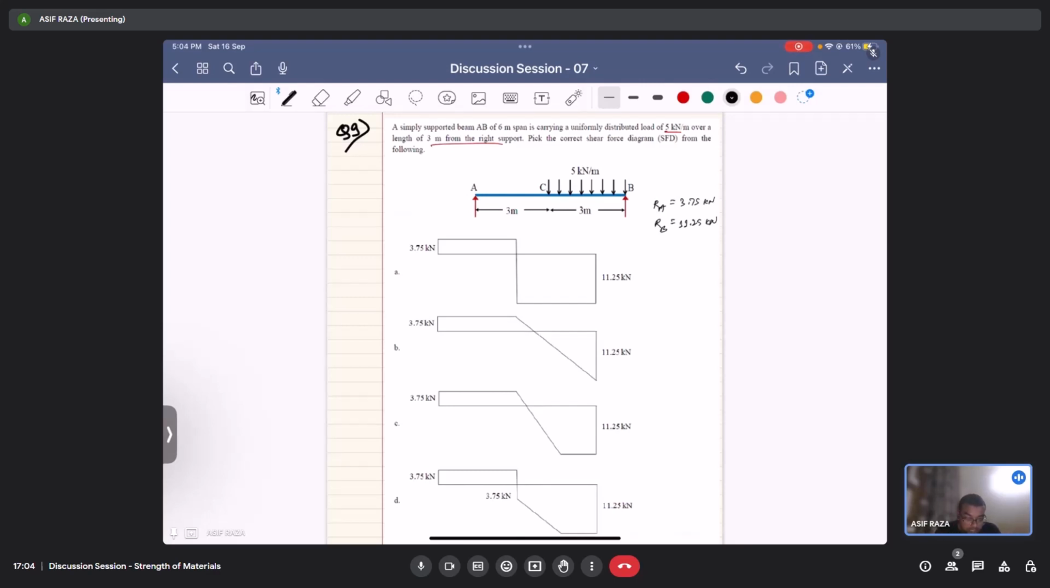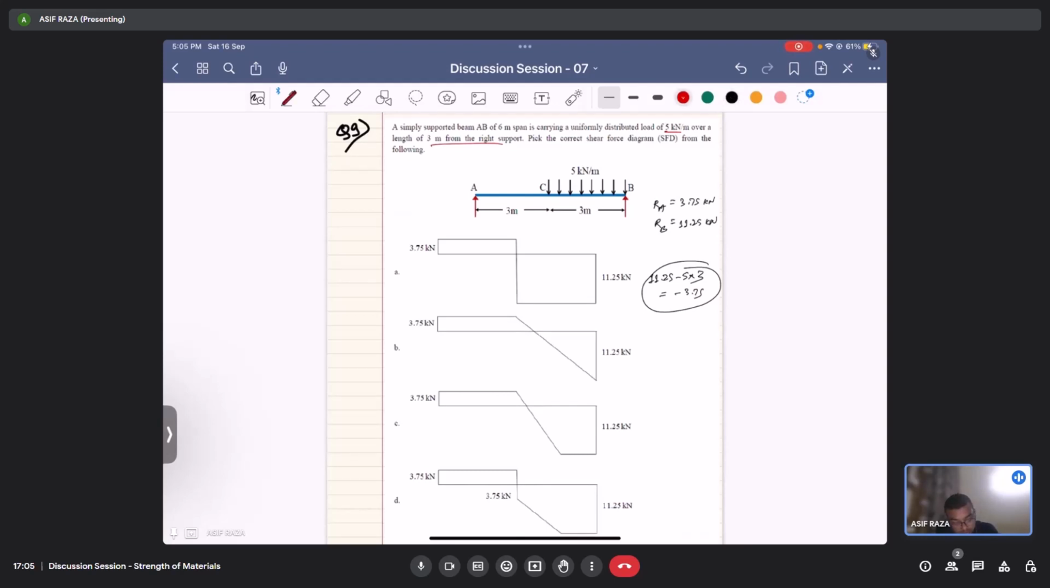And this would decrease till where? This 3 meter, till the center. Okay, 11.25 minus 5 into 3, 5 into 3 is 15, so this would be around minus 3.75. So the sign would completely change and the value would be around 3.75, and it's a linearly varying shear force diagram.